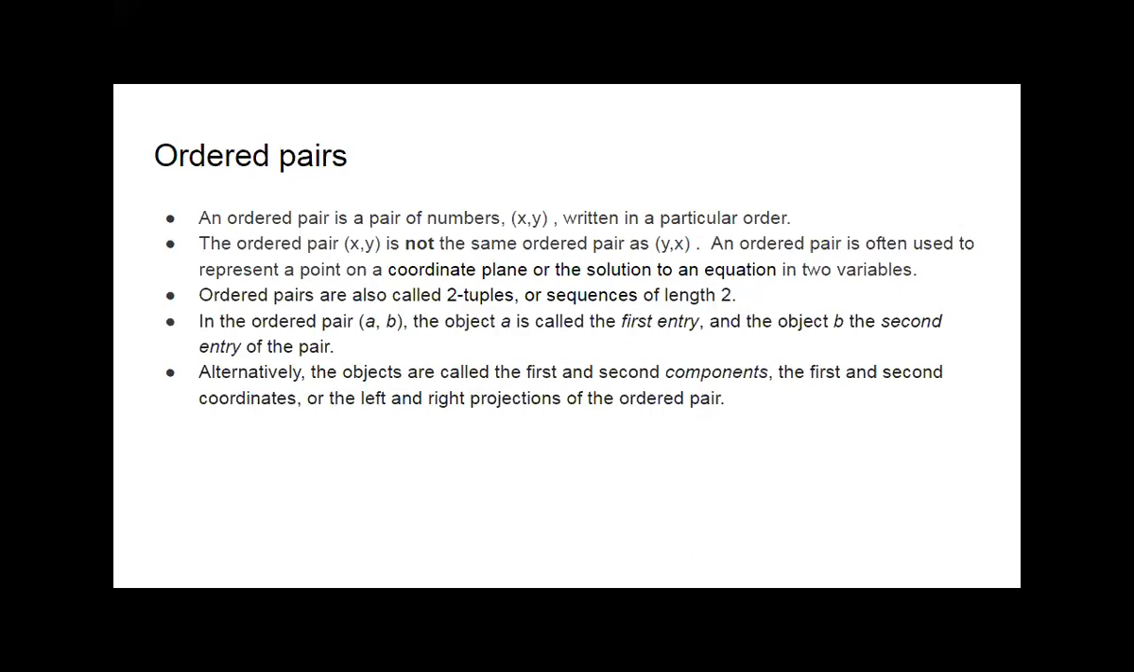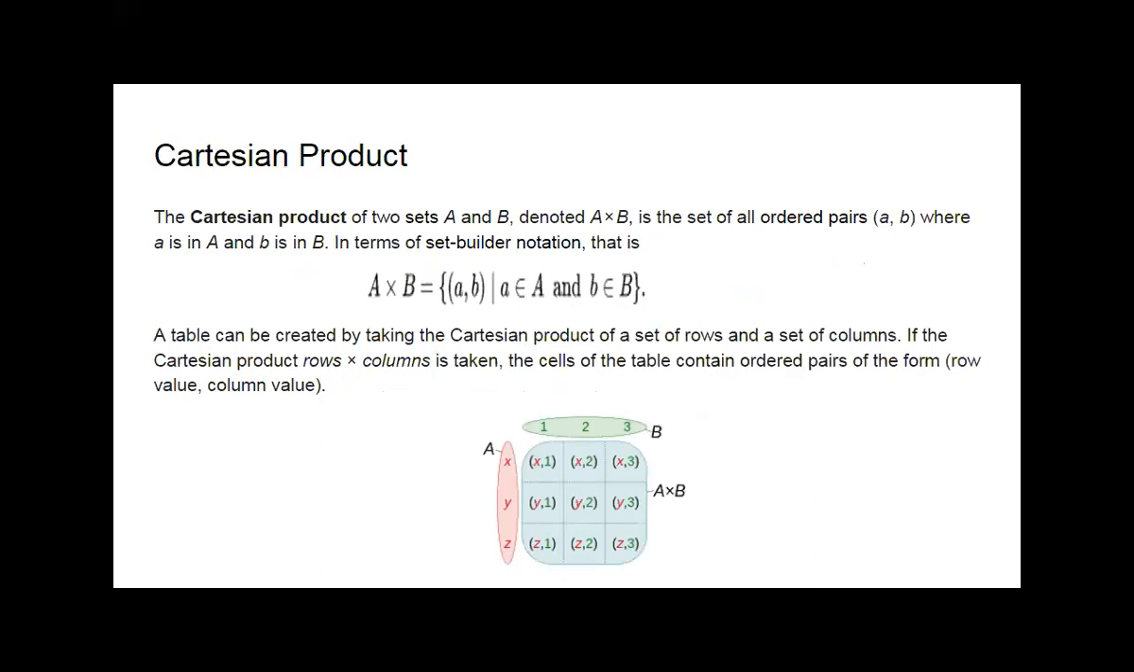There are different names given for that. A is the first entry, B is the second entry. Then A and B are also called the first and second components. They can also be called the first and second coordinates, or the left and right projections of the ordered pair. Okay, it is about the ordered pairs.